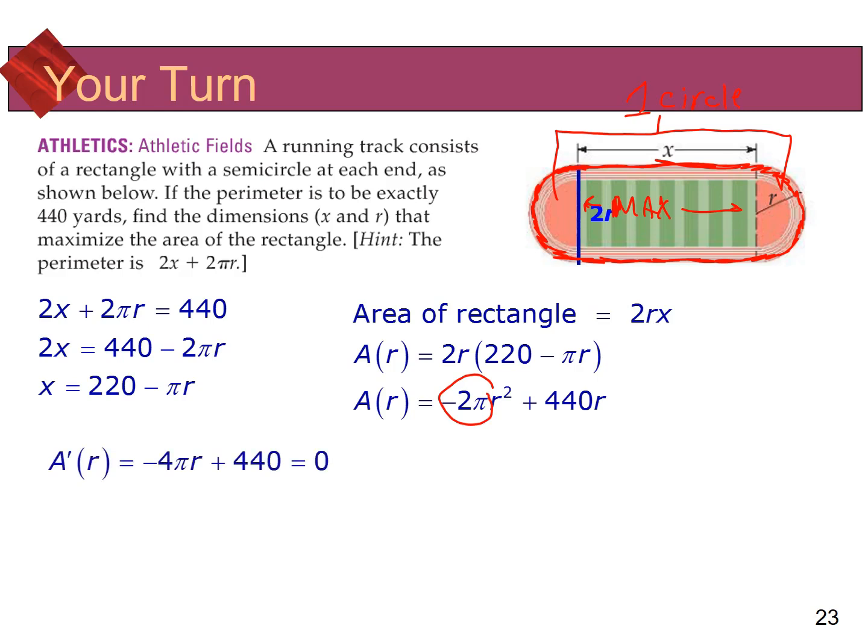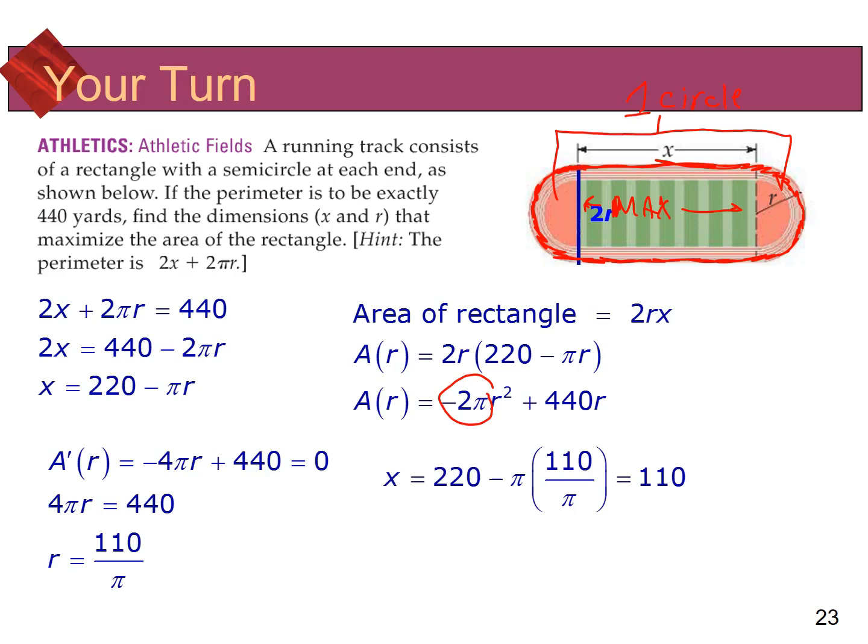If I do that, I get negative 4 pi r plus 440 equals 0, which means 4 pi r would be 440, which means r would be 110 over pi. And then I could calculate x by going back to the formula I have for x, replacing r with 110 over pi. And if I do that, I get 110. So basically, the dimensions x and r that would maximize the area of that rectangular portion of the field would be when x is 110 feet, and r is 110 over pi, or approximately 35 feet. And that's the end of that problem.